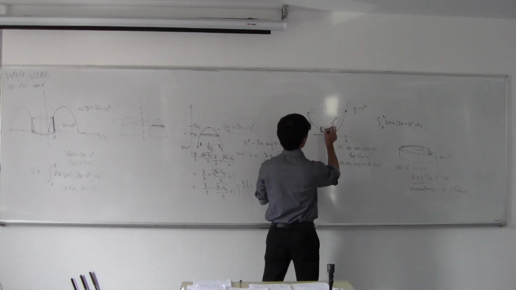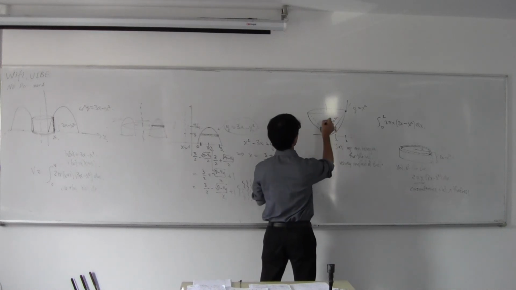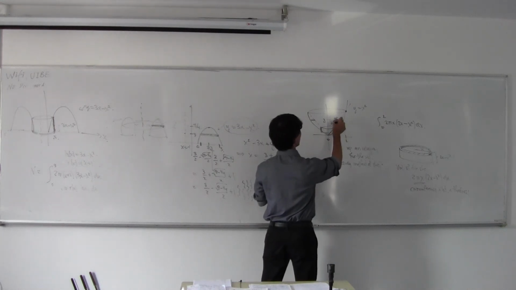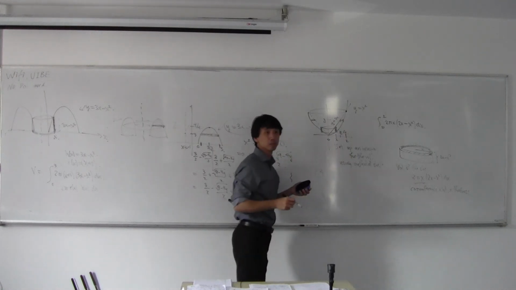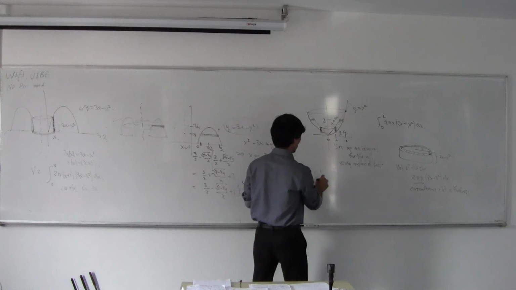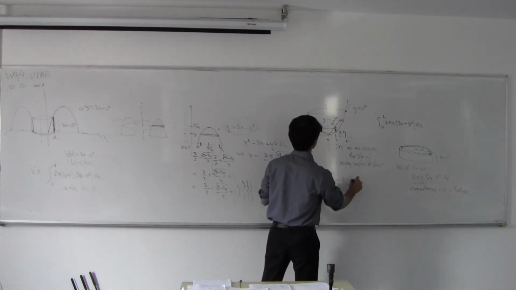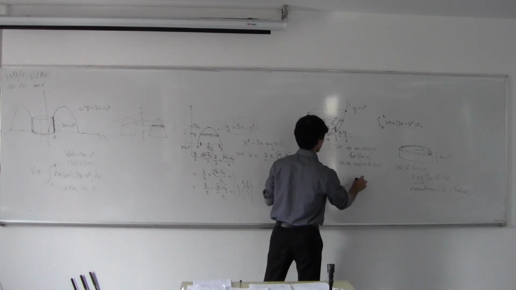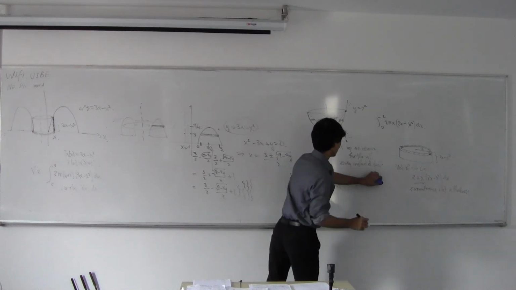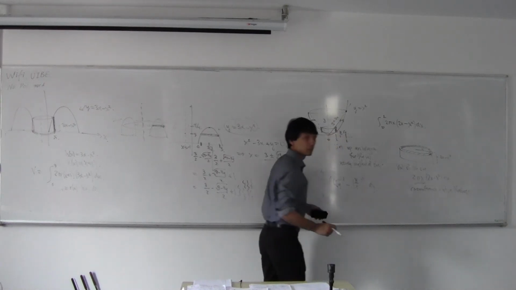So, if you slice at a height y, you get this thing, right? What's the x value here? The x value is going to be y over 2. The x value here is going to be the square root of y. So you're going to get pi times the bigger outside radius squared minus the smaller inside radius squared, dy.